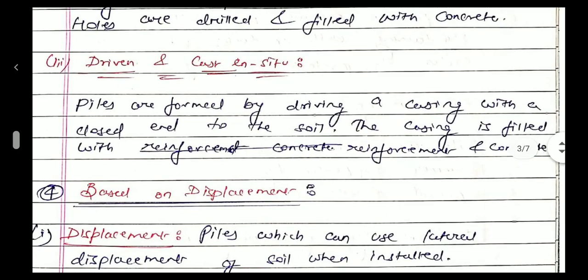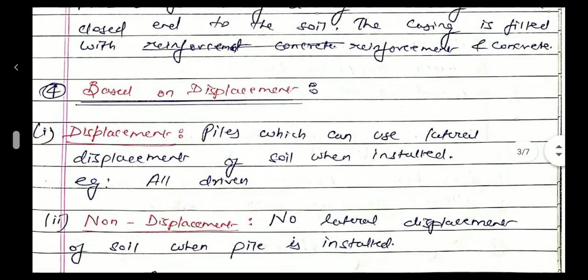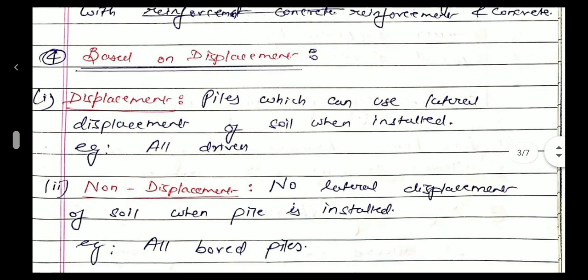Piles are formed by driving a casing with a closed end into the soil. The casing is then filled with a reinforcement cage, then it is filled with concrete. So it is driven and cast in situ. Majorly it is used for bridges or flyovers.